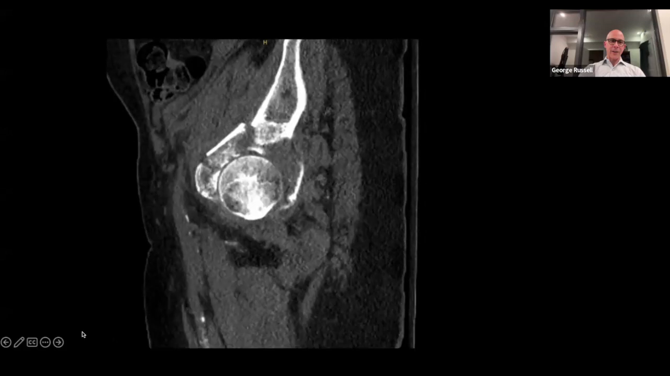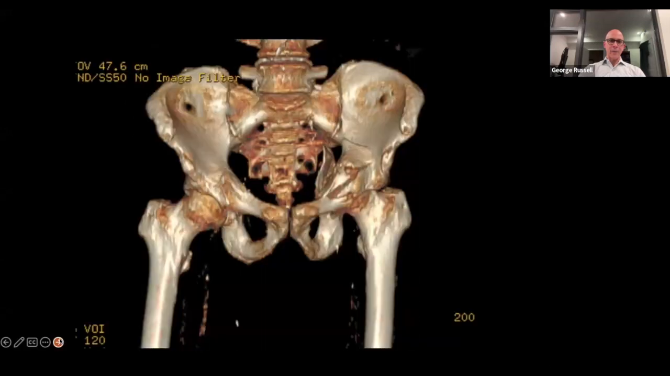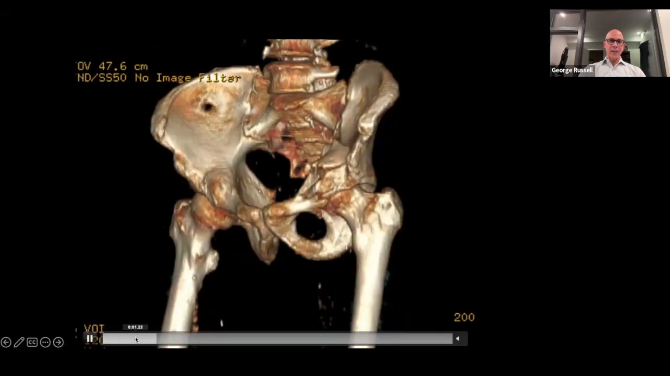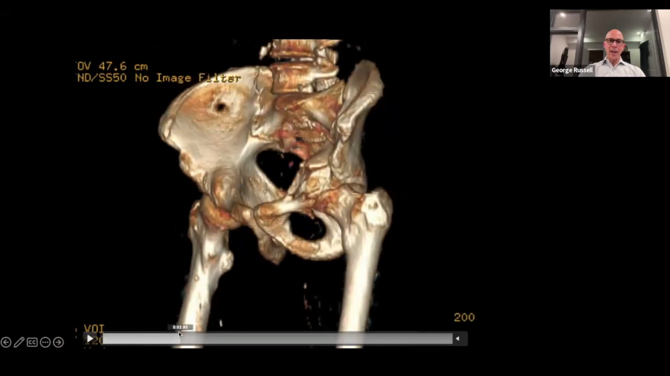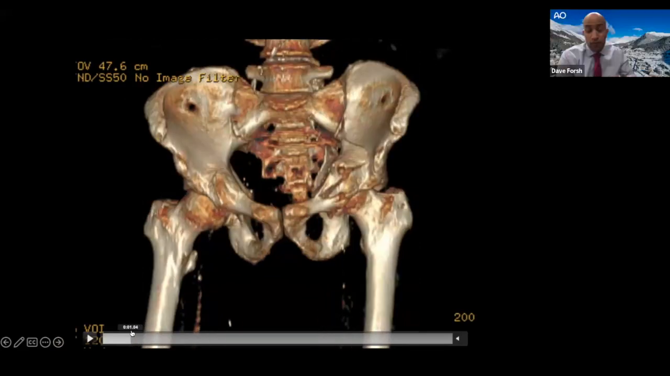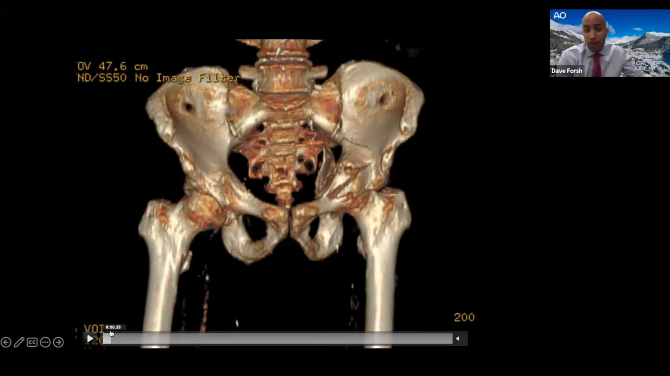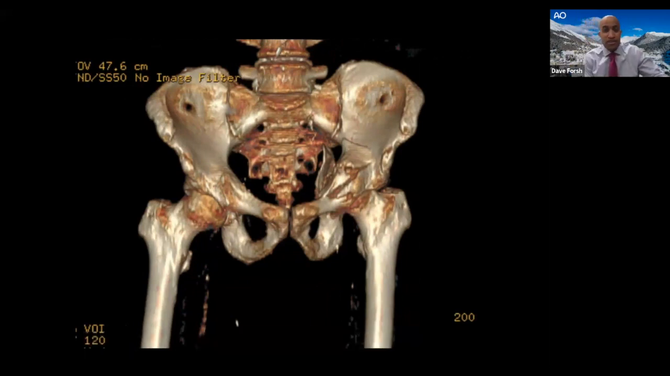Very nice. So let's move forward to a 3D CT scan. So what is the use of a 3D CT scan in your practice? So for me, it just kind of corroborates what I've already gleaned from the radiographs and from the 2D CT scan. It's kind of the cherry on top.